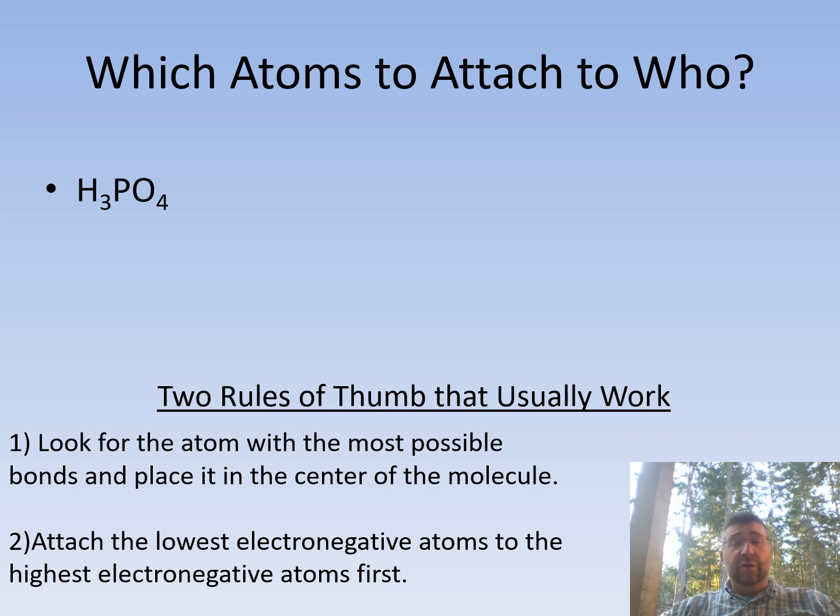A couple of rules of thumb that you're going to follow. Look for the atom with the most possible bonds and place it in the center of the molecule. We learned that rule before. Who can make the most possible bonds? But in this case, when you're thinking about the most possible bonds, you also want to think about, what if it's hypervalent? Will that change the number of bonds that it can make? Also, you're going to attach the lowest electronegative atoms to the highest electronegative atoms. So that's another rule. For instance, oxygens don't want to be bonded to each other because they're both really high in electronegativity. They're going to go after things that have lower electronegativity. Pause the video, see if you can draw the H3PO4 molecule.